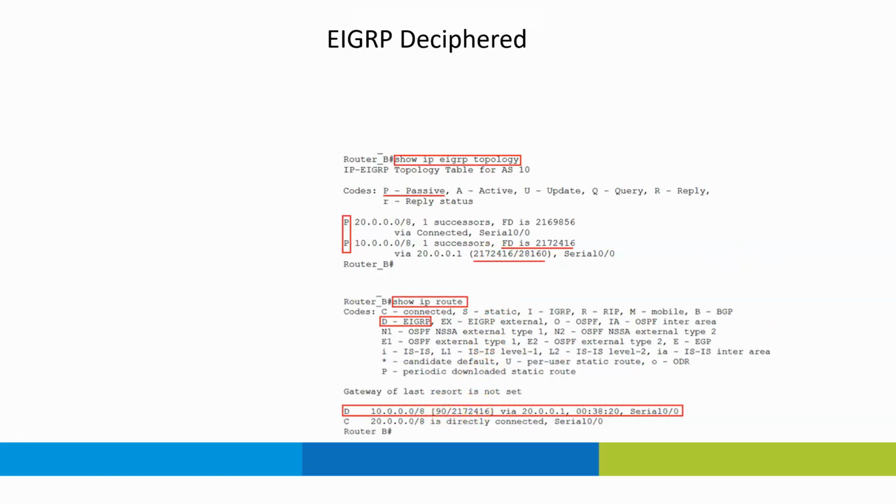It's probably going to have the arrow here, but let me go in here. That goes into the route table. The feasible distance, 217.2416, goes into the route table, and again, administrative distance of 90. This is going to be the most trusted, other than BGP, which is an exterior. This is going to be the most trusted interior gateway routing protocol.